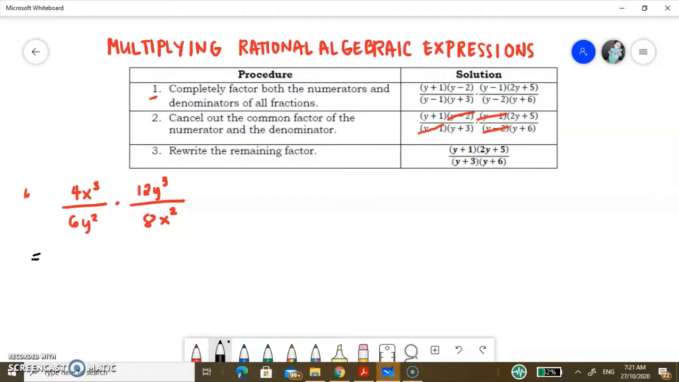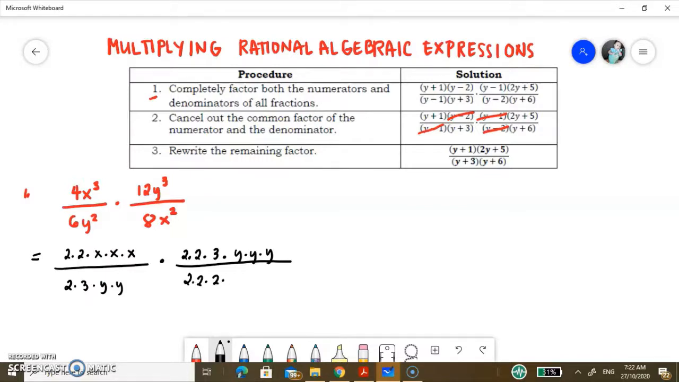So let's start with factoring them completely. 4x cubed can be factored as 2 times 2 times x times x times x. And for your denominator, that would be 2 times 3 times y, right? For the other rational algebraic expression, 12y cubed can be factored as 2 times 2 times 3, because 2 times 2 is 4, times 3 is 12, times y cubed, which can be written as y times y times y. The 8x squared can be written as 2 times 2 times 2 times x times x.